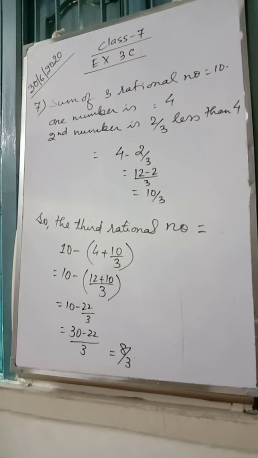Question number 8 says: what should be subtracted from the sum of 5 whole 3/8 and minus 13/12 to get 2? From the sum of the first two rational numbers, we have to subtract a rational number, so that the answer should be 2. Hope you have written question number 7. We'll go to question number 8.